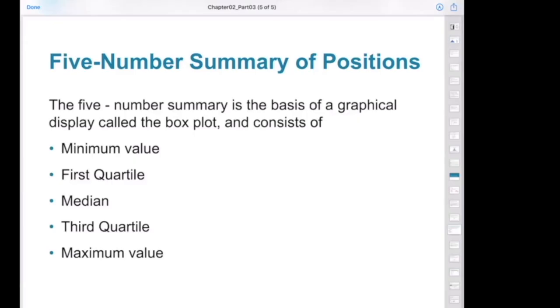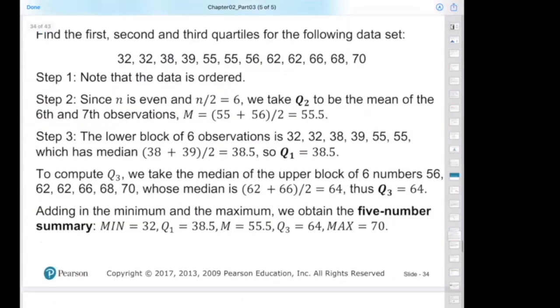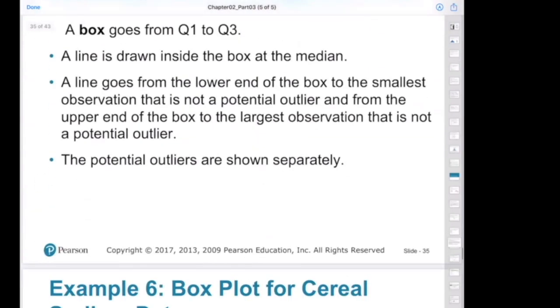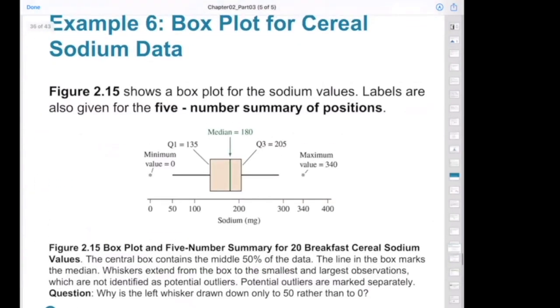Once you find them, you can construct something called the box plot. Look at the box plot here. This is the box plot.